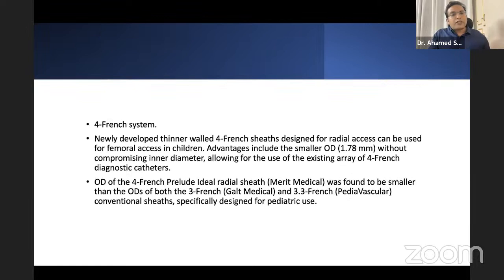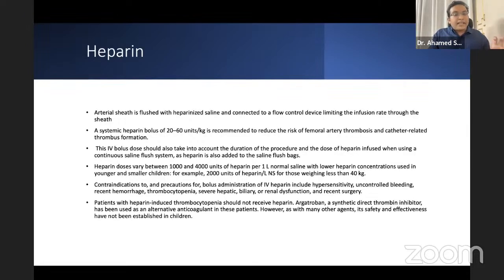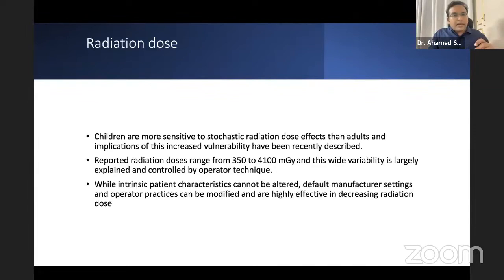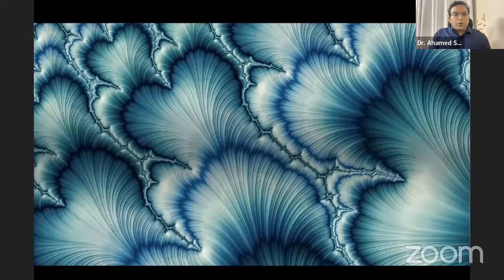It is better to go for the smallest French catheter, ideally. A newly developed thinner walled 4 French sheath designed for radial access can be used for femoral access in children. The arterial sheath is flushed with heparin saline and connected to a flow control device, limiting the infusion rate through the sheath. Try to reduce the radiation dose to the minimum, especially in the case of children.